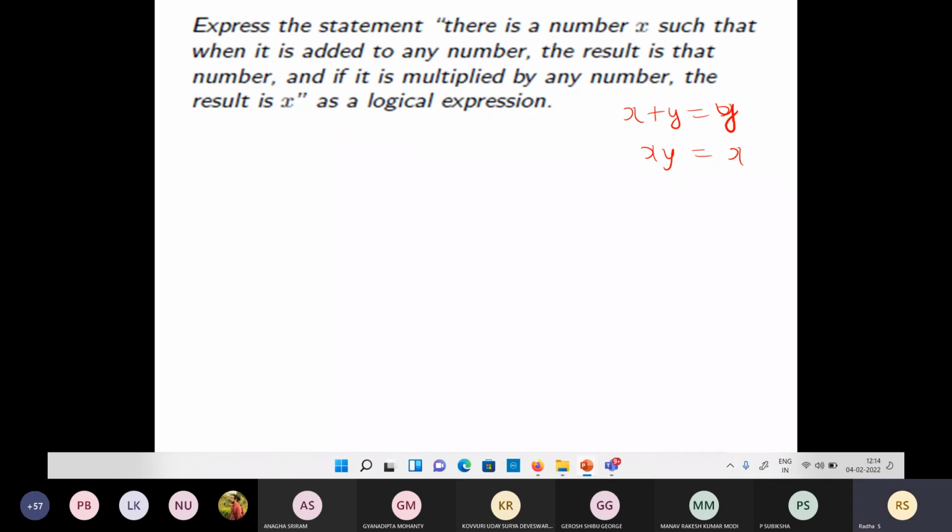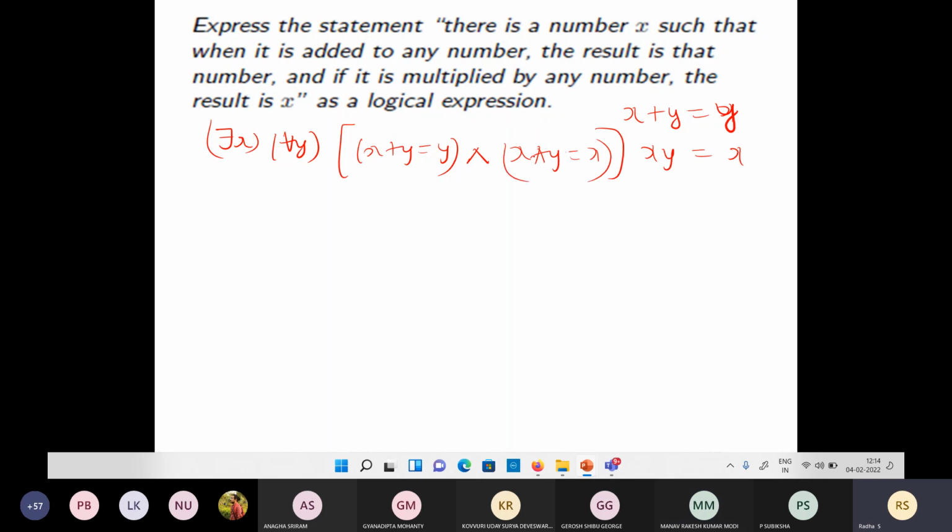Correct. Okay, so I'm not asking you the answer. How do you symbolize this? You identified the answer: the solution to this is x equal to 0. But how do you write this symbolically? There exists x, for all y, because when it is added to any number. x plus y is equal to y, and x times y equal to x.